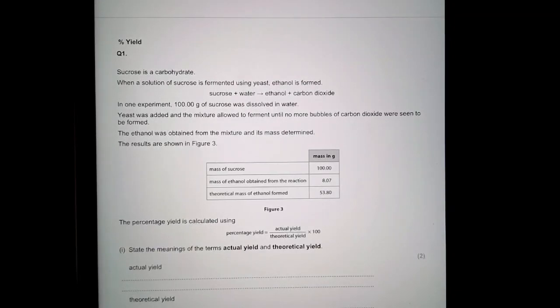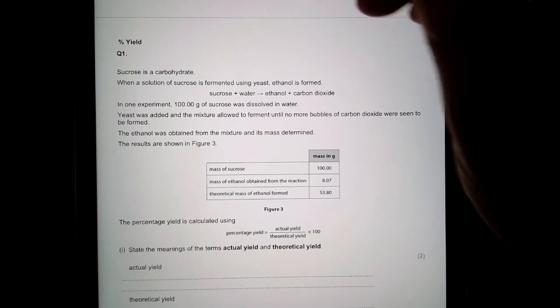Right, so in this video I'm going to combine percentage yield and atom economy. Both of these topics would have come up in SC14, so we would have done them towards the end of year 10. They're both really straightforward and simple marks should they come up.